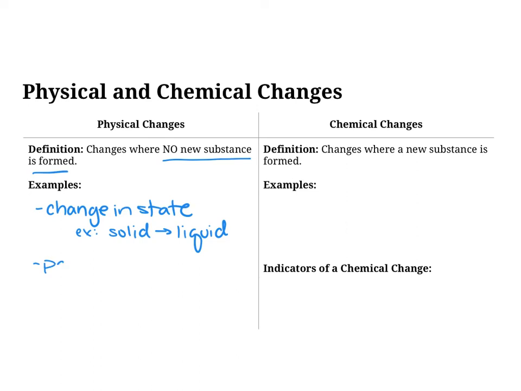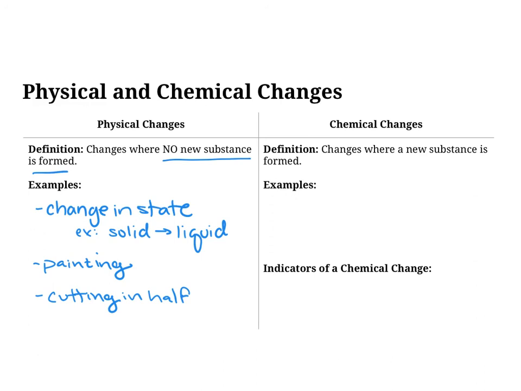Another example might be if you decide to paint something. It's still the same object, it's just a different color. Or if you cut a piece of paper in half, it's still paper. It's just now in two different pieces. So those are all examples of physical changes, things that we can do to an object where we don't end up making anything new, but are still a change.